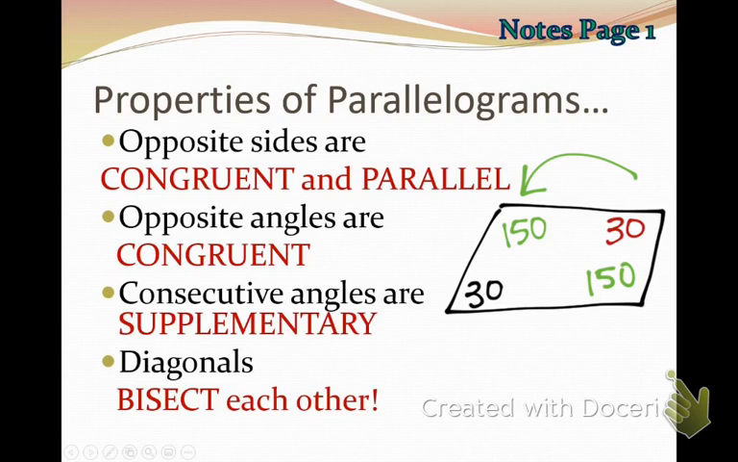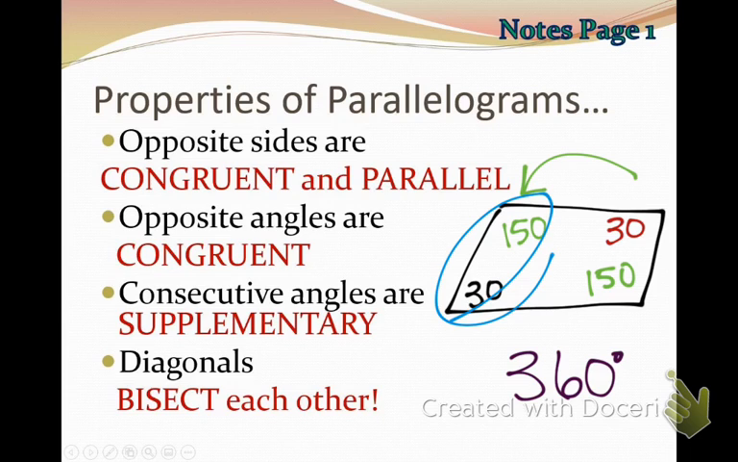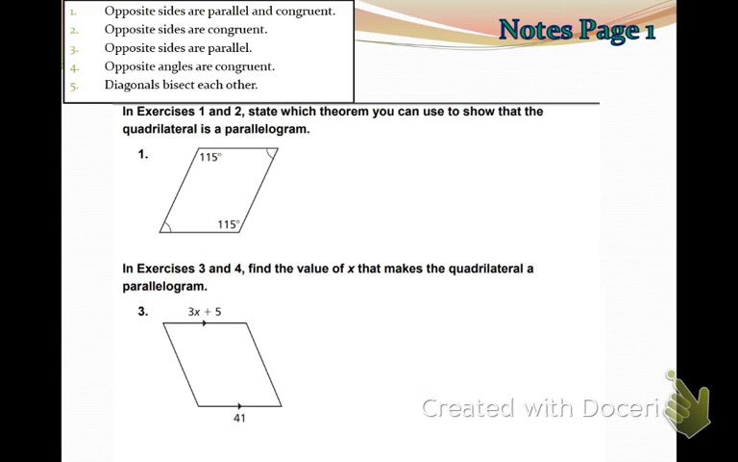Here's also a way to remember it. How many degrees fit inside of a quadrilateral? 360 degrees, right? So what is 30 plus 150? 180. What's 180 plus 180? 360. Okay. We'll talk more about it in a bit.